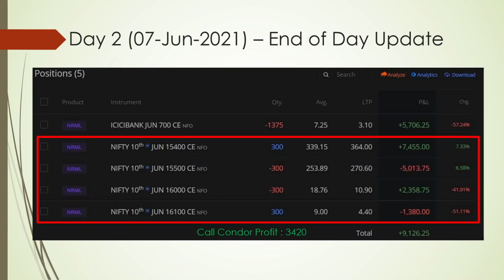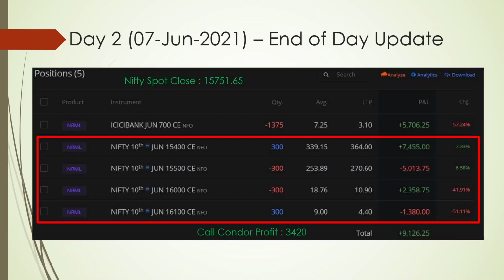You know what is our maximum profit? 7,350. That is what we are expecting to get from this call condor if the spot expires at or between 15,500 and 16,000. Let's see where the spot is. The spot is at 15,751. Yesterday it was 15,670. So the market has moved about 80 points.